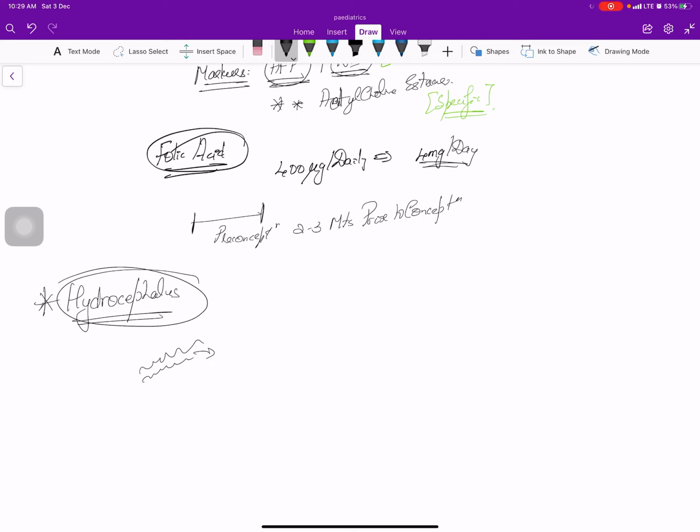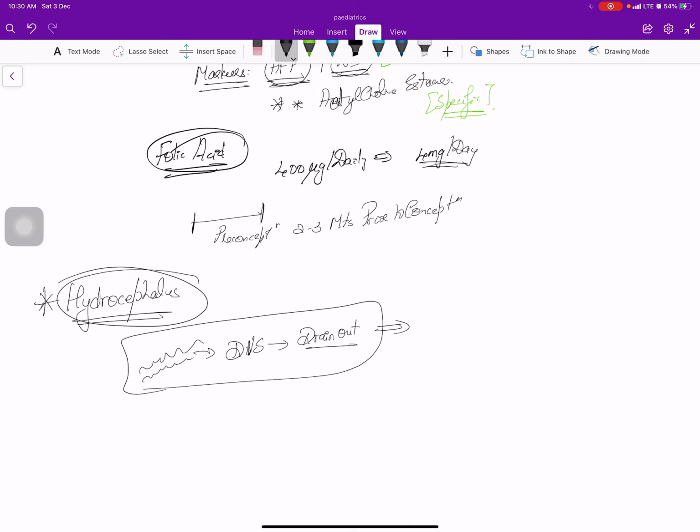Have to go via the dural venous sinuses and has to drain, right? It has to drain out. But when there is an obstruction or there's increased production, all of this will cause hydrocephalus.